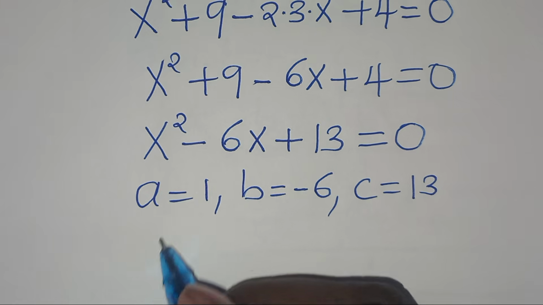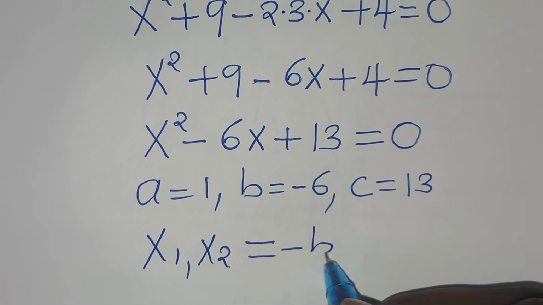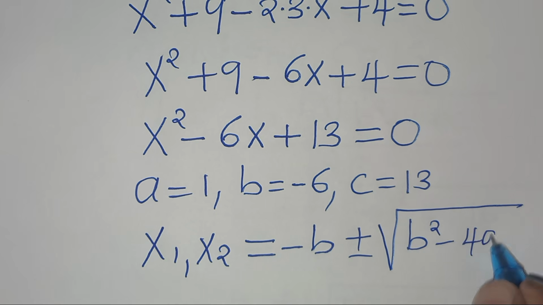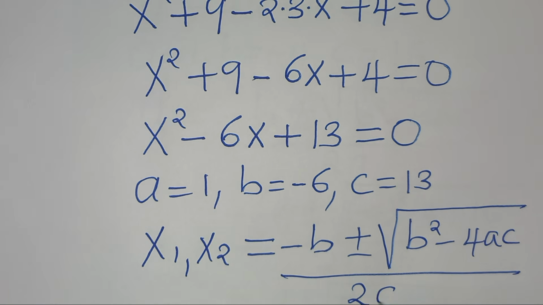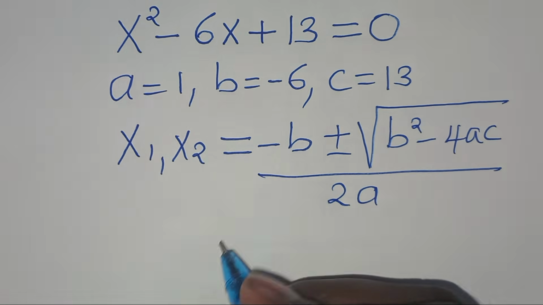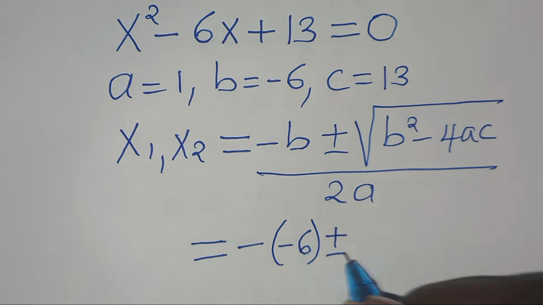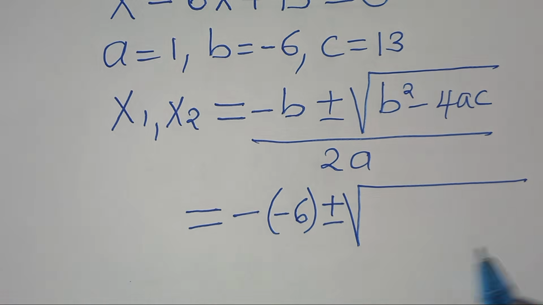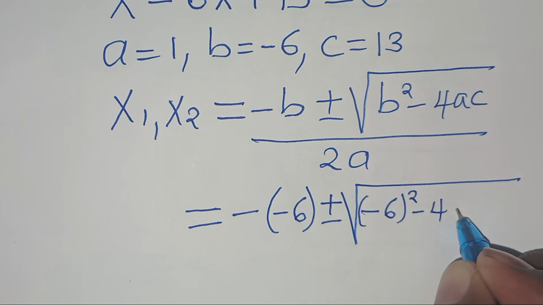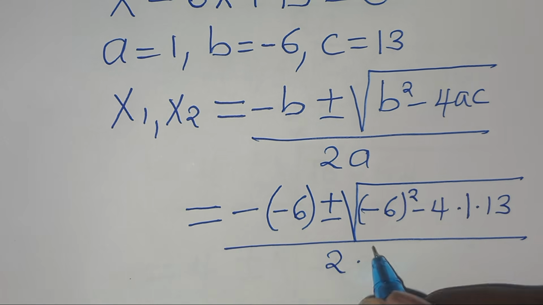So to solve for the values of x, that is x1, x2, we apply the quadratic formula, which is minus b plus or minus the square root of b squared minus 4ac, everything divided by 2a. Let's substitute the values of a, b, and c into this formula so that we have negative times negative 6 plus or minus the square root of (-6)^2 minus 4 times a, which is 1, times c, which is 13, everything divided by 2 times 1.